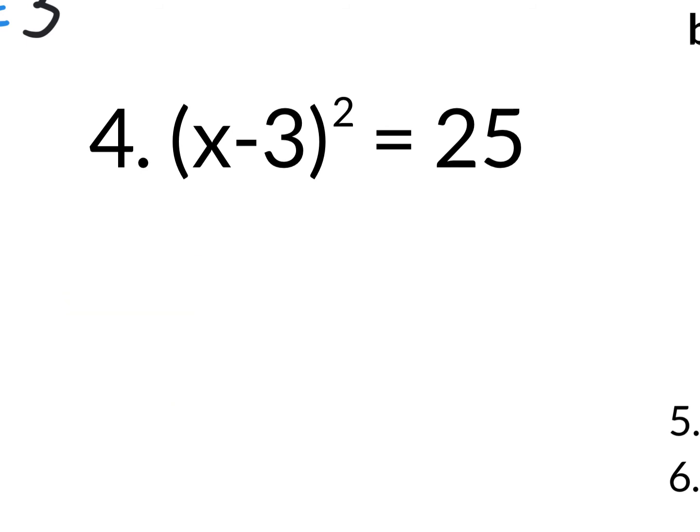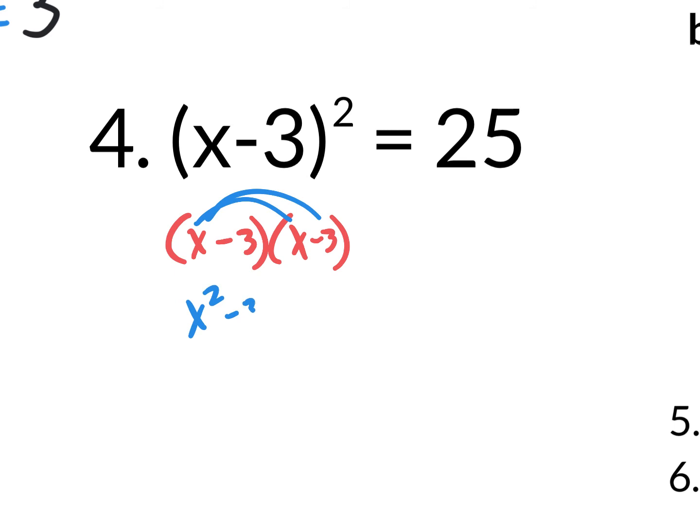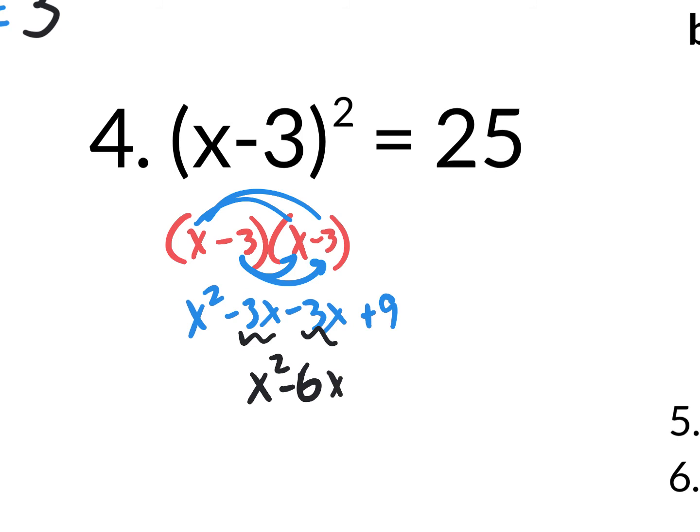What other way could you do it? If you really wanted to use the quadratic formula, you'd have to get the standard form equation ax squared plus bx plus c equaling 0. And of course you don't have that, so you would have to write x minus 3 times x minus 3 and actually distribute. x times x is x squared, x times negative 3 is negative 3x, negative 3 times x is negative 3x, negative 3 times negative 3 is positive 9. Combine the middle two terms, you'd get x squared minus 6x plus 9 equals 25.